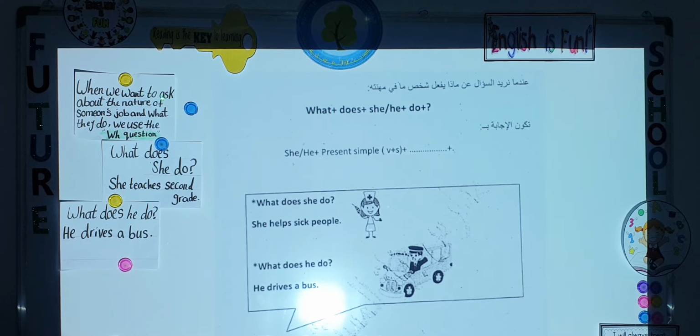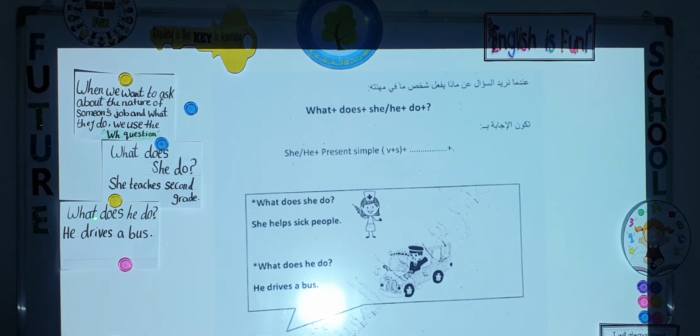When we want to ask about the nature of someone's job and what they do, we use the WH question: what does she or he do? The answer should be in the present simple as in this example. What does she do? She teaches second grade. Teaches here is present simple.